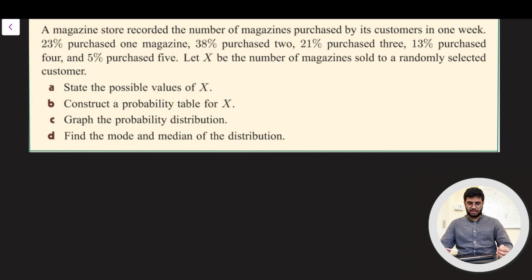Let X be the number of magazines sold to a randomly selected customer. One thing at a time. It is asking us to state the possible values of X. Well, X being the number of magazines, some people buy one, some people buy two, some buy three, some buy four, some buy five. It doesn't mention 0 magazines bought or 6, 7 magazines bought. So it's only 1, 2, 3, 4, and 5.